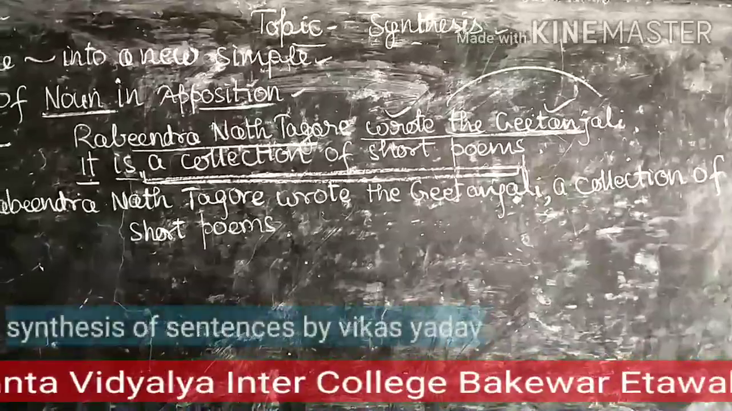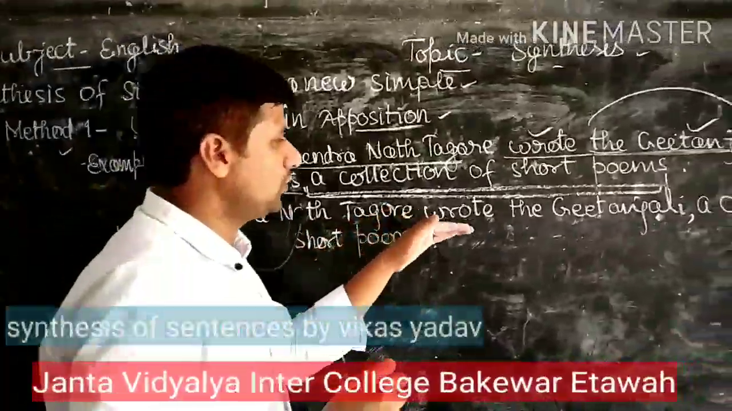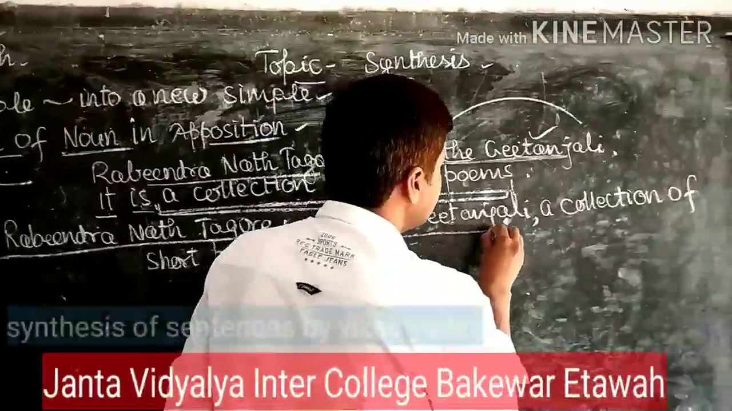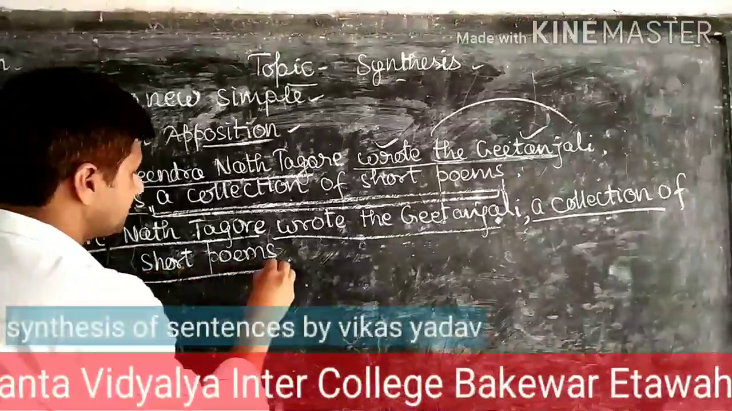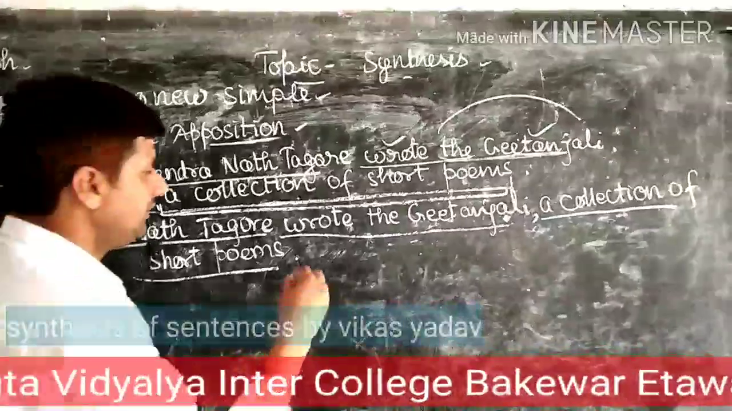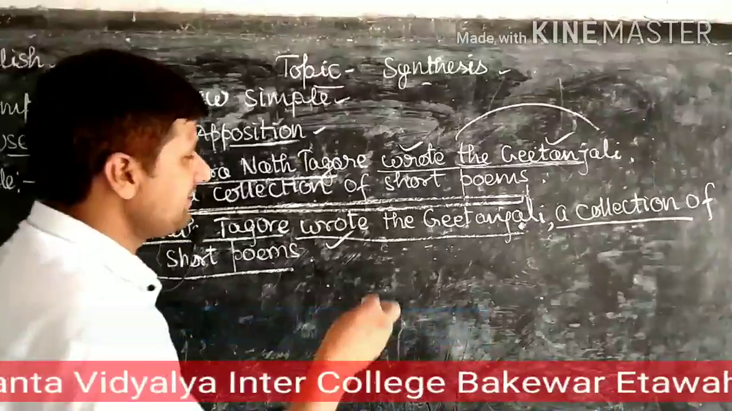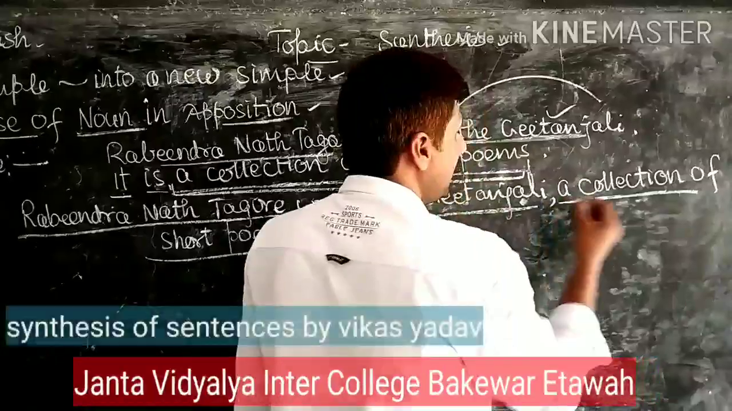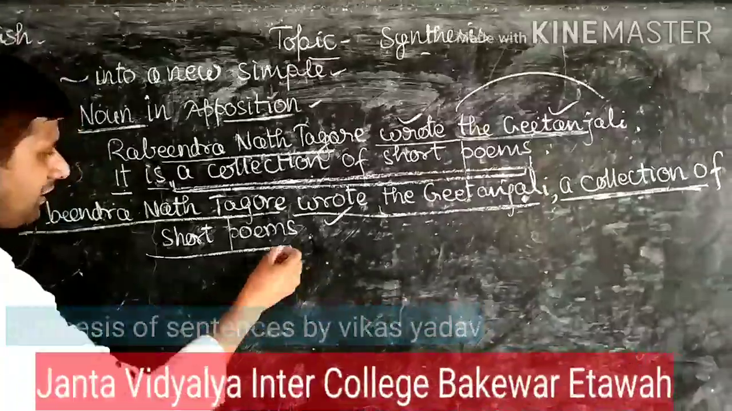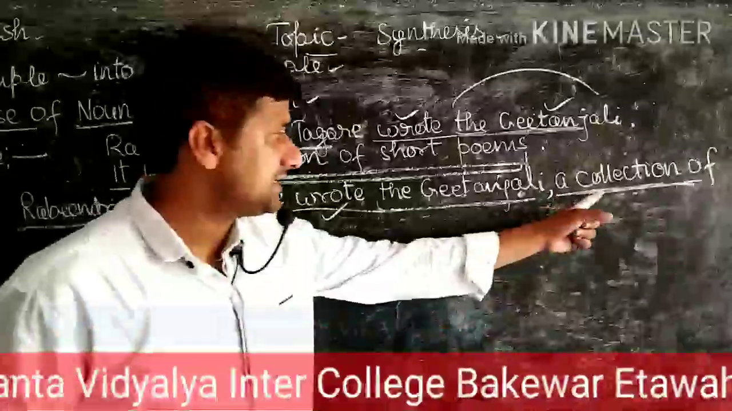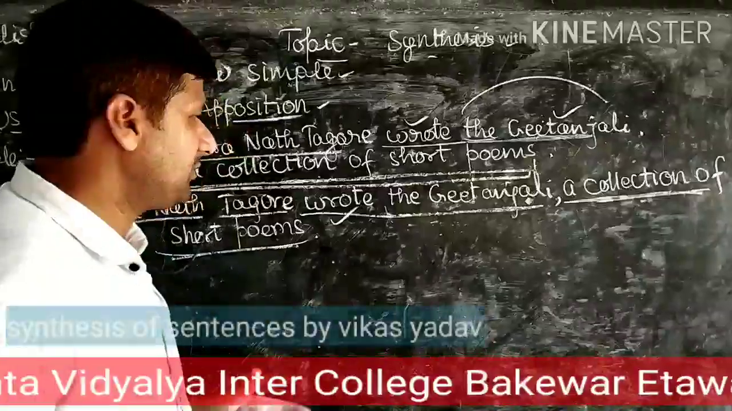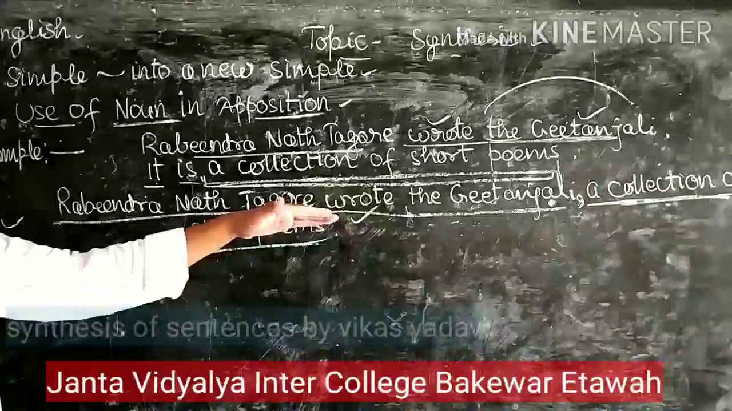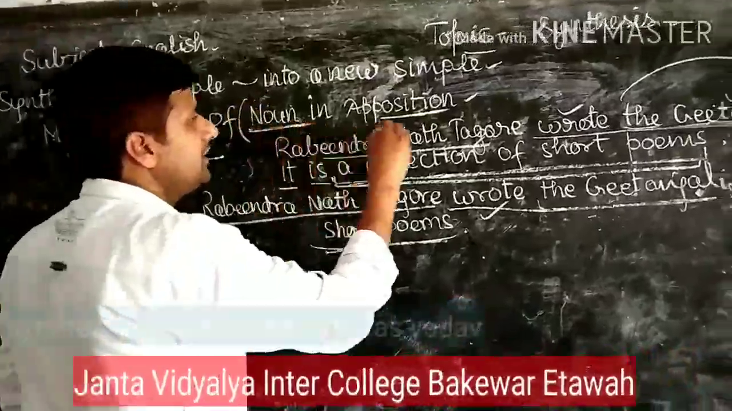See the new sentence. Rabindranath Tagore wrote is the subject portion of the sentence, and now wrote the Gitanjali, a collection of short poems, is the predicate portion, where the verb is used only one time. The remaining portion is the proper noun, and this proper noun is being described by a noun phrase, and we have put the noun phrase just beside this proper noun by using commas carefully. We will put a comma here. This process, this method, is called noun in apposition.